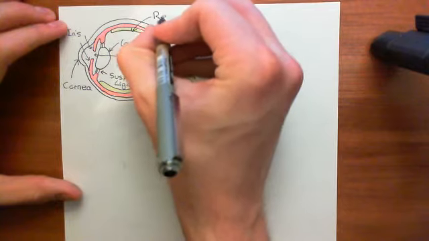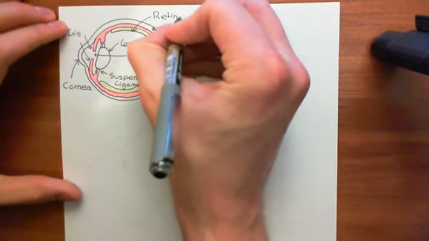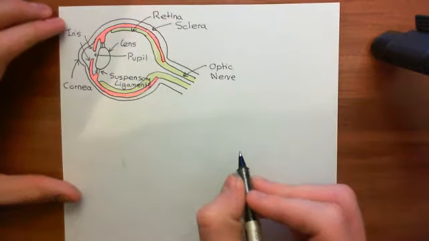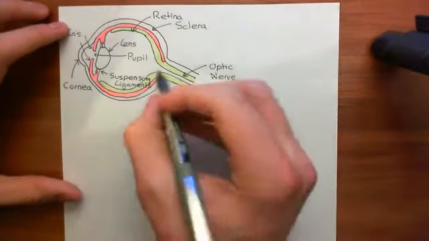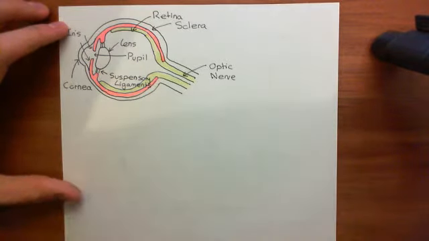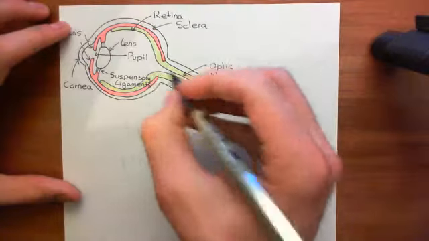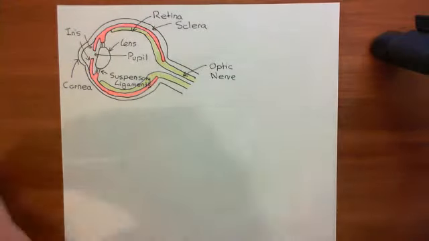Right, so what other structures do we need to put on here? Well, we're nearly complete, in fact. In fact, I think we are complete. So I won't colour in the sclera, because obviously the sclera is white. Okay, there are some more structures I want to put on here.